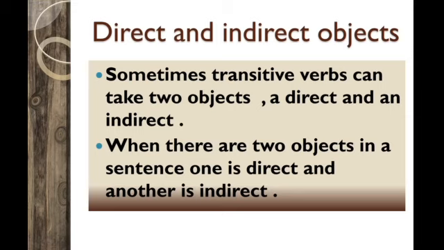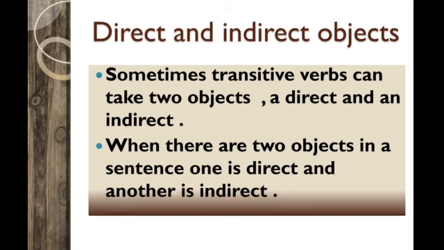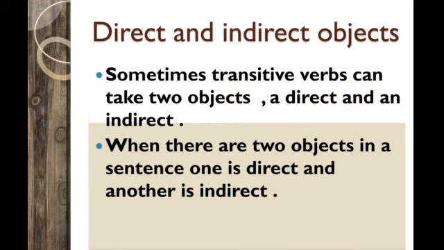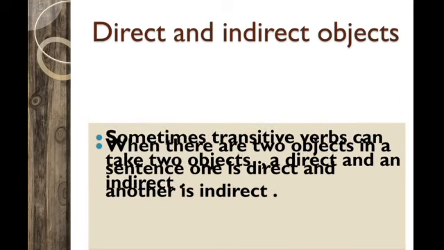Direct and indirect objects. What are these? Sometimes with transitive verbs we have two objects in a sentence. Then we have to identify which one is direct and which one is indirect. When there are two objects in a sentence, one is direct and another is indirect. So we have to identify how to recognize which one is direct and which one is indirect. We'll come to know about that. So here we'll start with that.